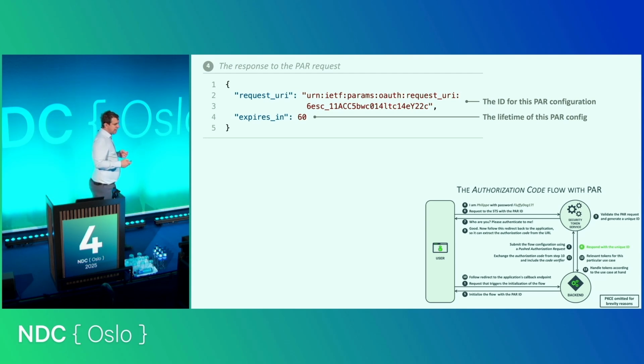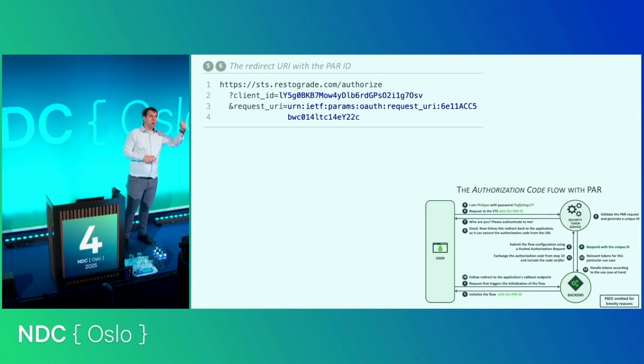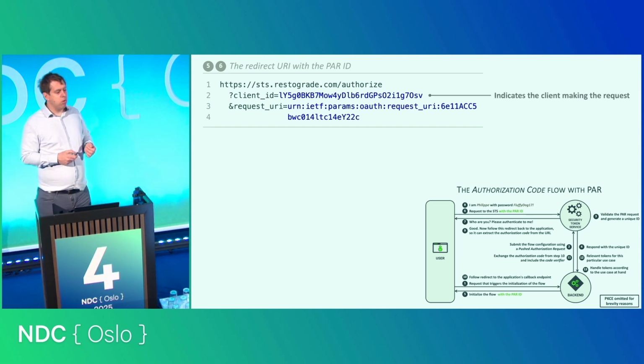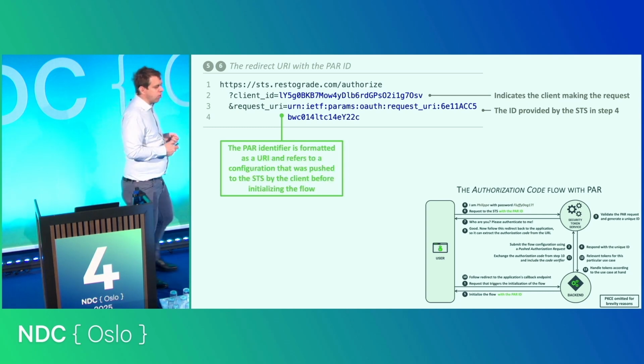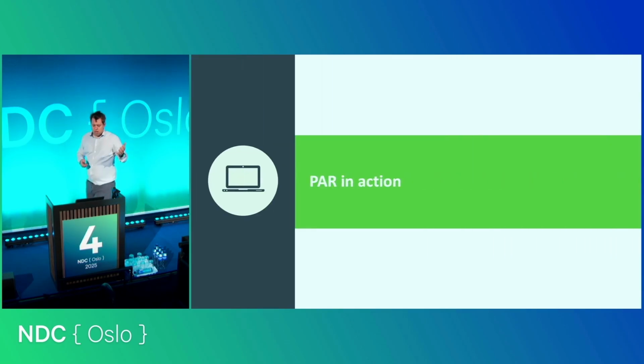Good. What do we do with that? We start the flow. We include a client ID, because like I said earlier, OAuth says there has to be a client ID, so we include it. And then we include that request URI parameter, which contains our PAR ID, and off we go. That's all the information that's available. There's nothing left to tamper with. There's nothing left to inspect. It's just a random identifier that only means something to the STS. And that's how the STS will find the right flow configuration and handle PAR in practice. All right? Let's take a look at the demo.